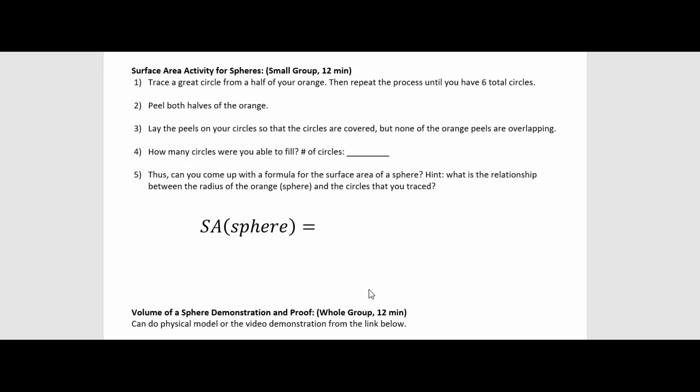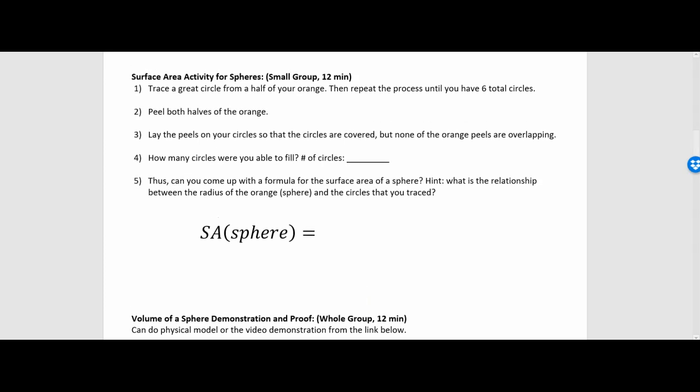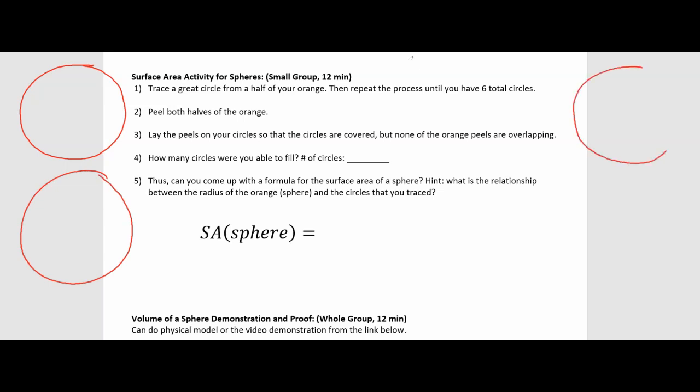So the first thing we do if you have an orange is trace a great circle from a half of your orange. You could either slice the orange right through the center to do that, or you could just hold the orange flat. When I say flat, it's a sphere. Just hold the orange on your paper and hold your pencil vertically as you trace around the circumference of the sphere. They say we would do 6 circles. We're not going to do 6. We're just going to do 4. 6 was actually more than you needed. I just had you draw more.